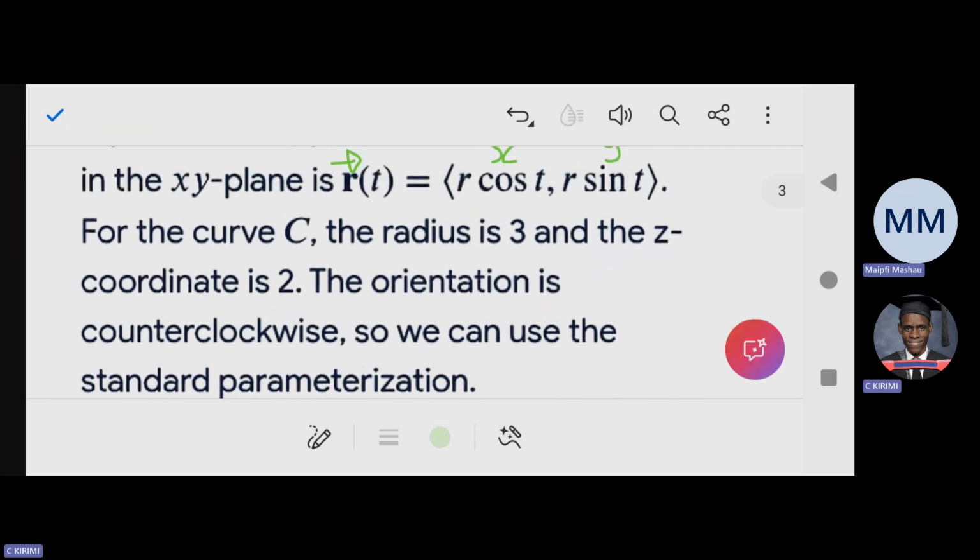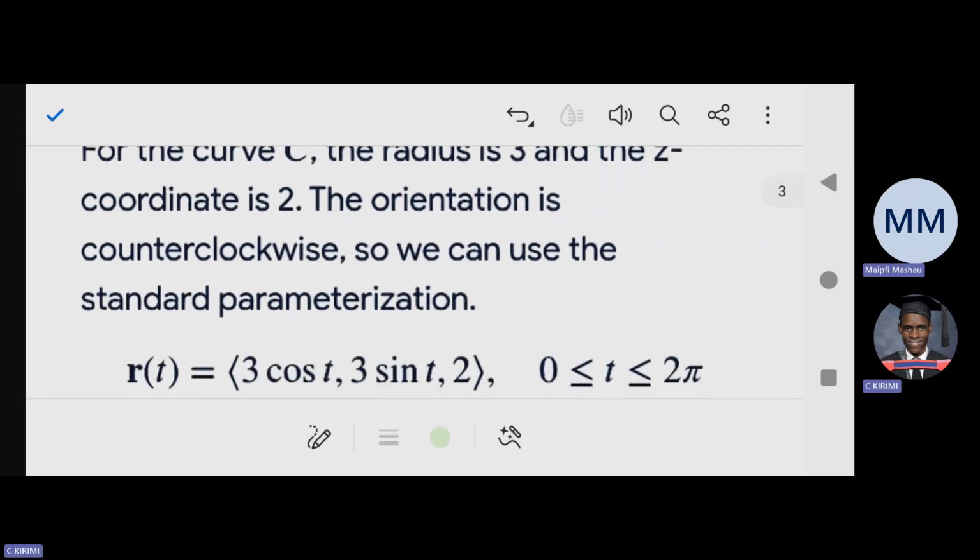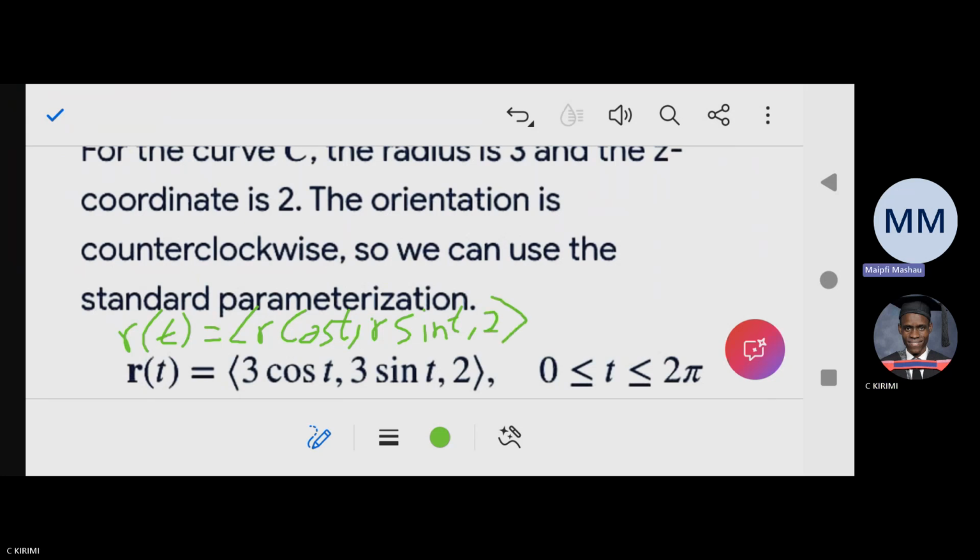So r of t, remember we said r of t here. If you want to parameterize it, the general form for the x coordinate is r cos t, comma, r sin t for the y coordinate, and then the z coordinate, where it intersects, z equals 2. So those are the things that you must take note of.